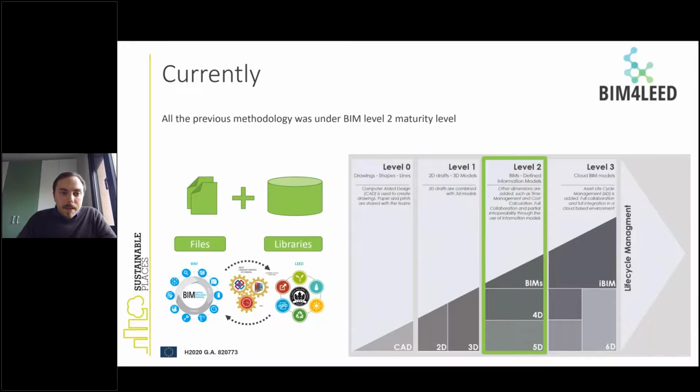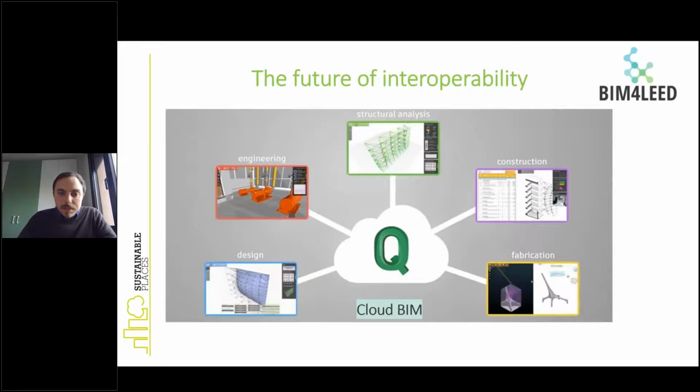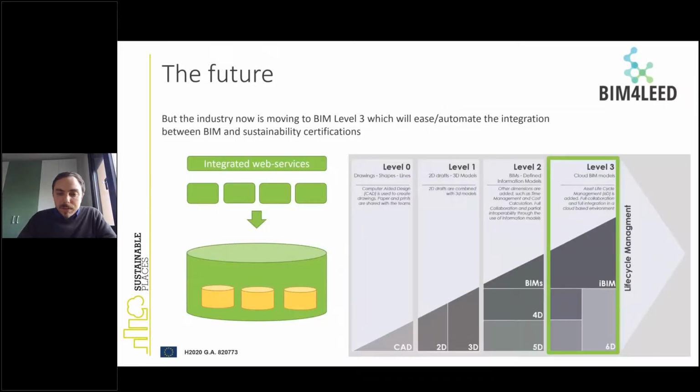So all the previous methodology that we found here was under BIM level 2 maturity level. So we have files plus libraries, we have these different software, we have this workflow complicated with interoperability in different software. But the future of interoperability is cloud BIM. So have our BIM model in cloud and work with this model in cloud. That is the concept of level 3 cloud BIM models.